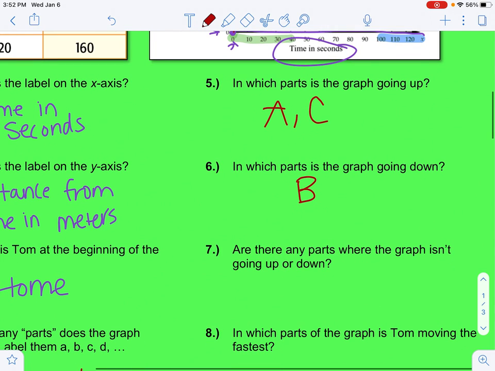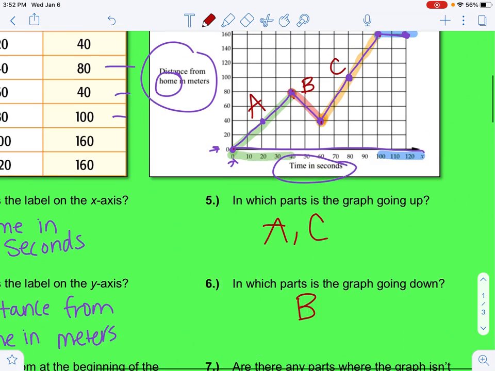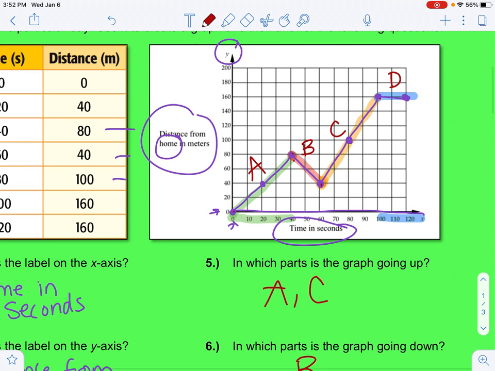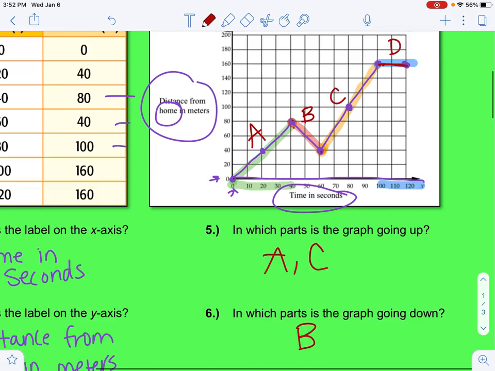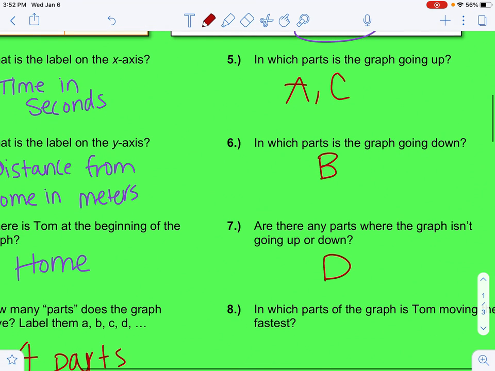Number 7 asks, are there any parts where our graph isn't going up or down? Well, if you notice, there's a straight line at D. It's just flat. Tom's not moving, but time is still going by. So that is where it isn't going up or down.